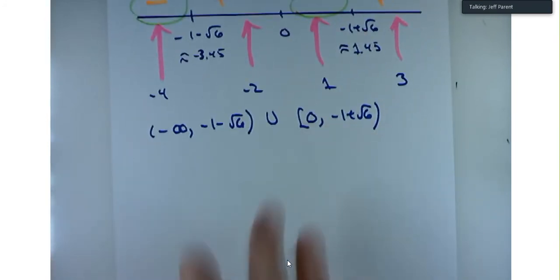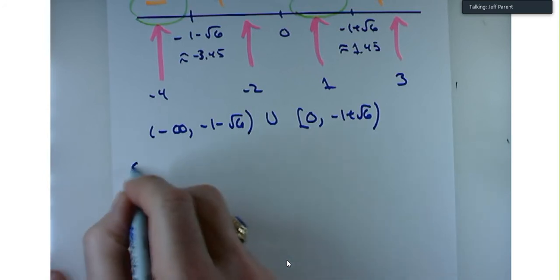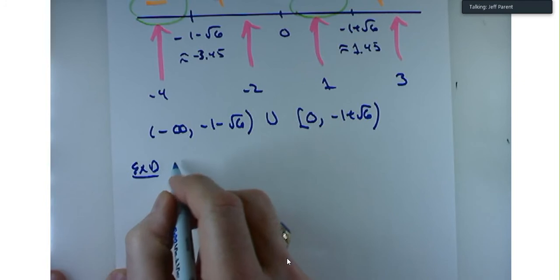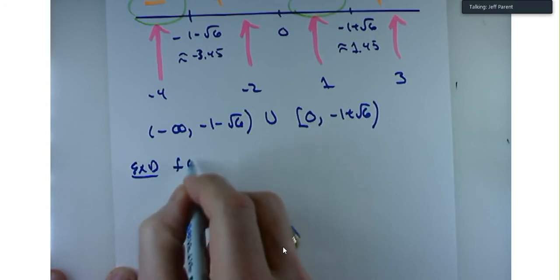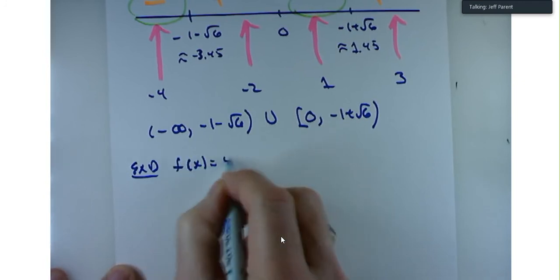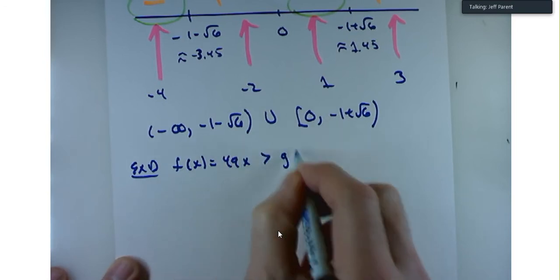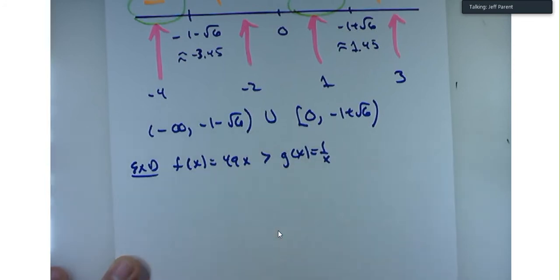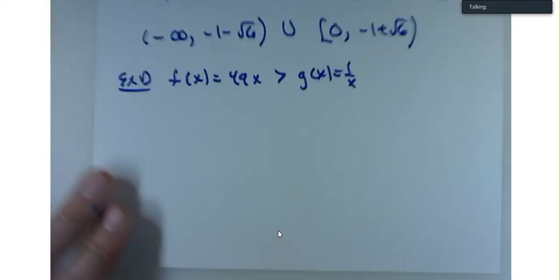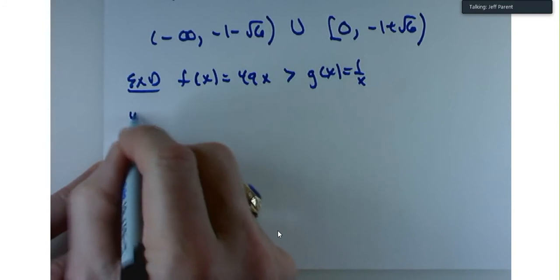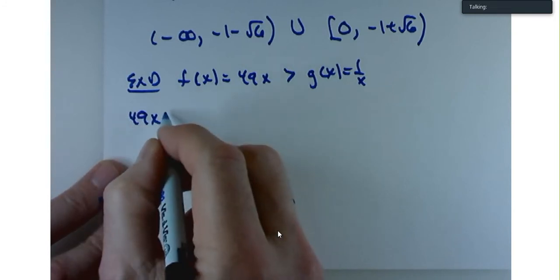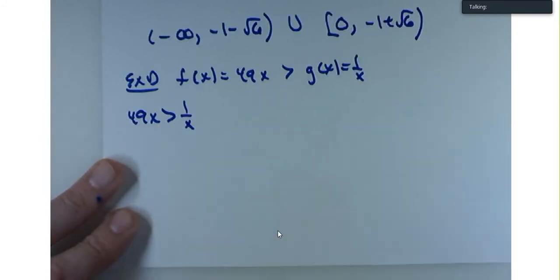Whew. All right, last one coming up. It's just a little different than some of the other stuff, so let me hit that here real quick. Example D, we want to know where f of x, which is 49x, is greater than g of x, which is 1 over x. So the short story about this is, where is 49x greater than 1 over x? That's your inequality.